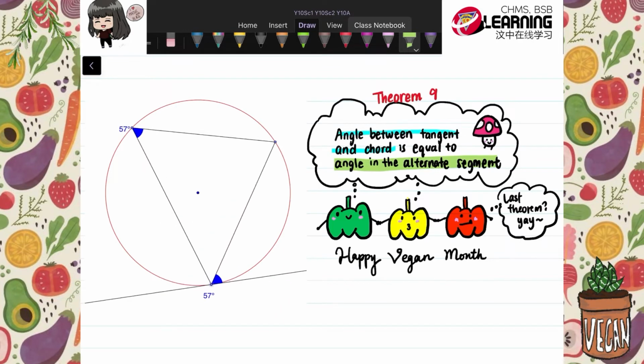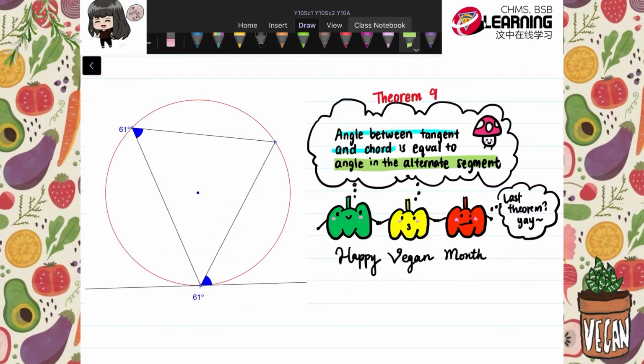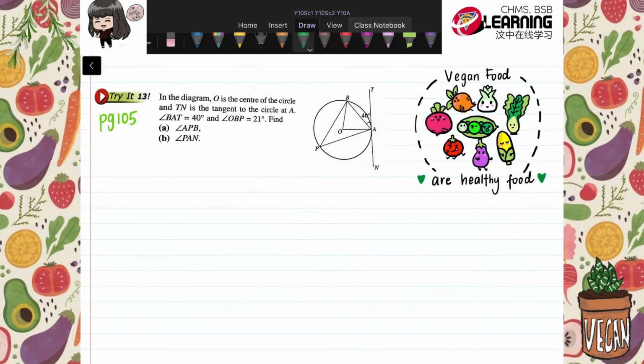I think this is the hardest part of Theorem 9, it's hardest to see. It's not that it's very hard, but maybe it's hard to see when it involves a lot of lines in a circle. When you combine all the theorems together, it could be a little bit hard for you to see, but it's okay. As I say, you are doing this one by one. Let's look at try 13 on page 105.